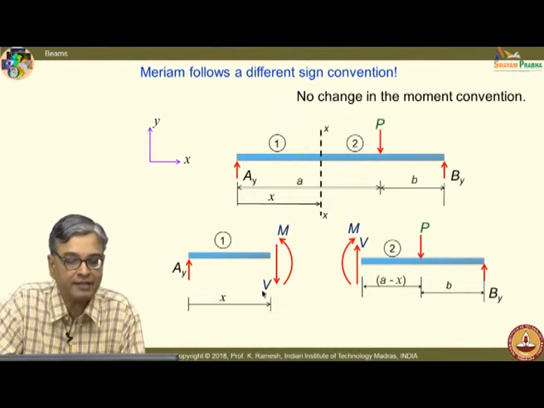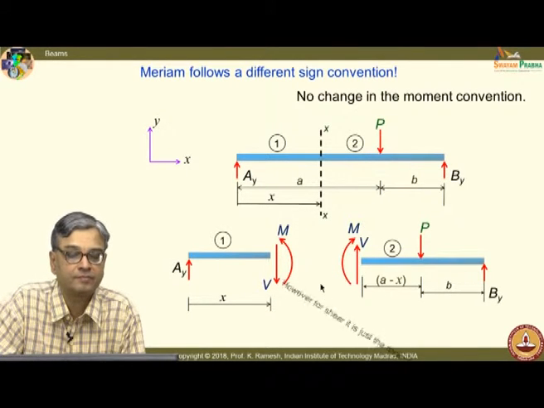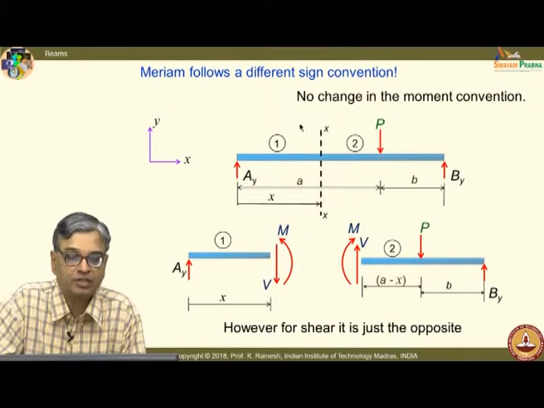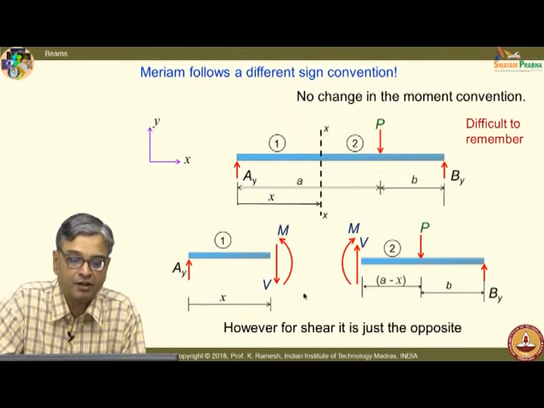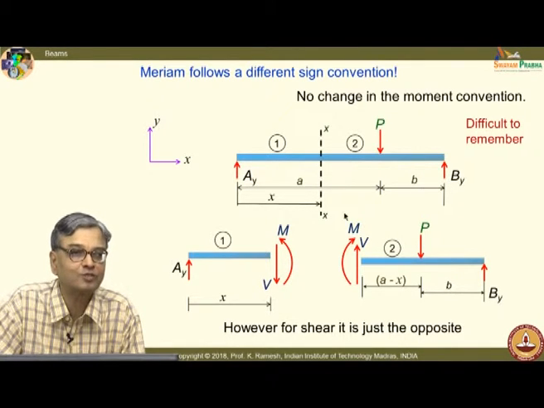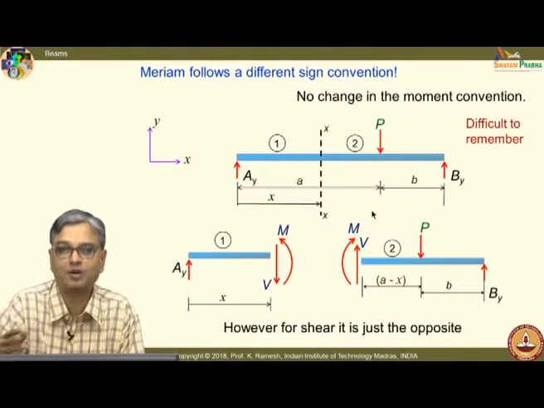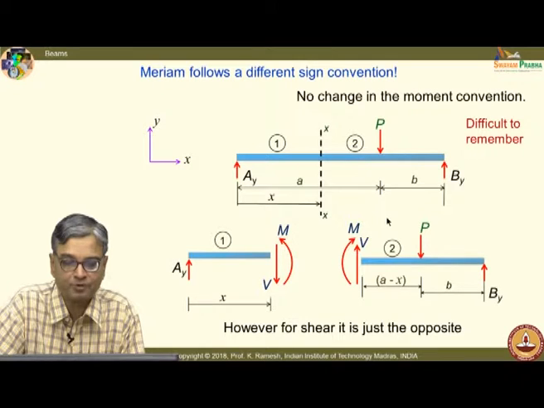We would also evaluate the forces based on this convention and find out what is the difference. There is no change in the moment convention. For shear, it is just the opposite. It is interesting to note that it is difficult to remember because you have a contradiction. One is positive, one is negative, and the higher level of studies people follow what I have shown. But since we have adopted Merriam, I should solve problems using the Merriam sign convention.